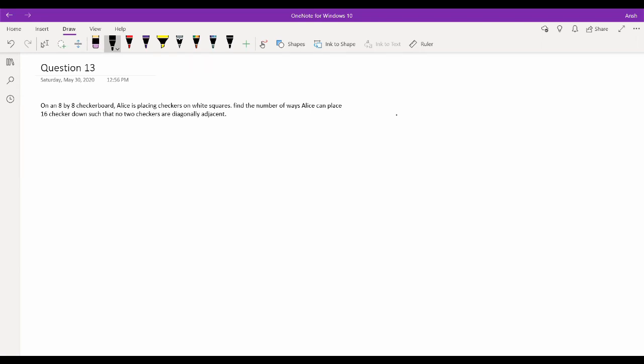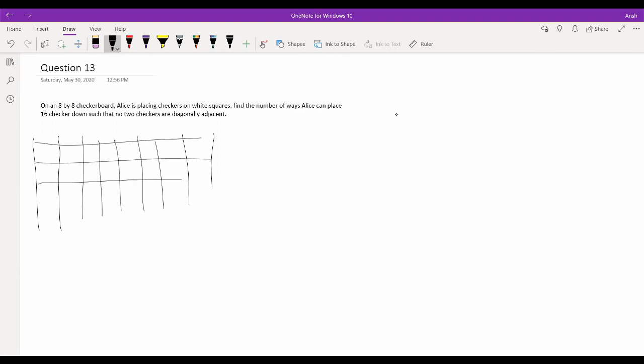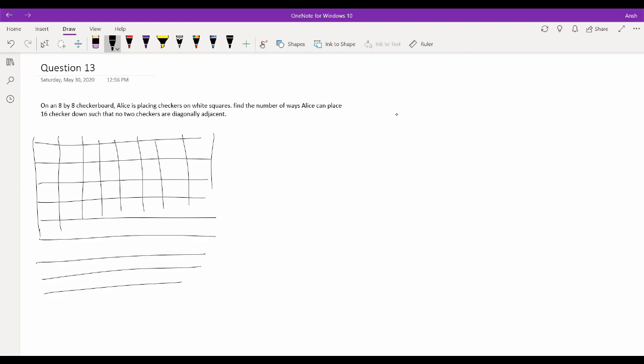So if we were to draw, let's say, an 8x8 checkerboard real quick. So if we drew it like so. And you made it into a checkerboard where we have alternating colors, black and white. One sec, let us finish drawing this. All right, so this is an 8x8 checkerboard. And so we're not going to color in, but let's say the top left corner is white. So that would mean the bottom right corner is also white, and alternating squares are white.